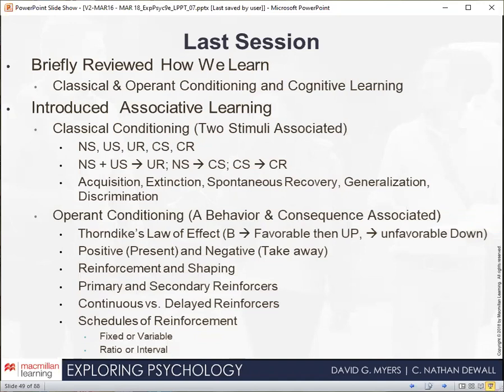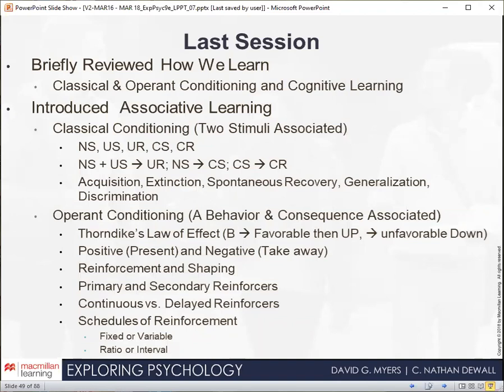We also talked about reinforcement and shaping. Reinforcement is anytime a behavior is done and we do some sort of consequence that leads to that behavior being more likely to be produced in the future, that's reinforcement. And shaping is basically just saying that we were trying to shape someone's behavior by reinforcing successive approximations that get closer and closer to that desired behavior.